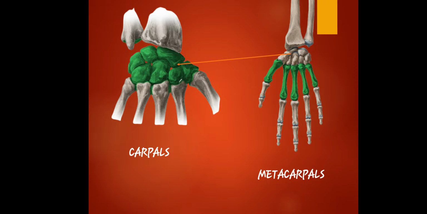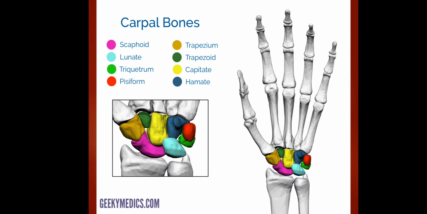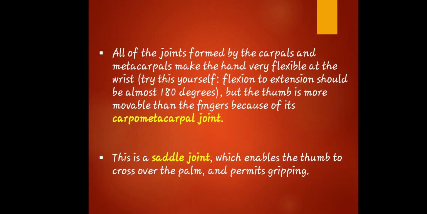Okay. So always remember the location of the two parts of the bone, the carpals and metacarpals. Meaning to say, by its illustration, your carpals are your wrist bones, while your metacarpals are your palm bones. Okay? So let's proceed. This is another picture of the carpal bones. All of the joints formed by the carpals and metacarpals make the hand very flexible.